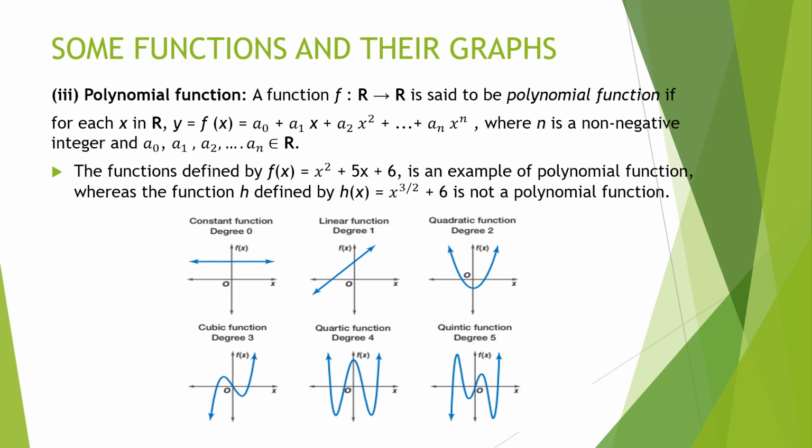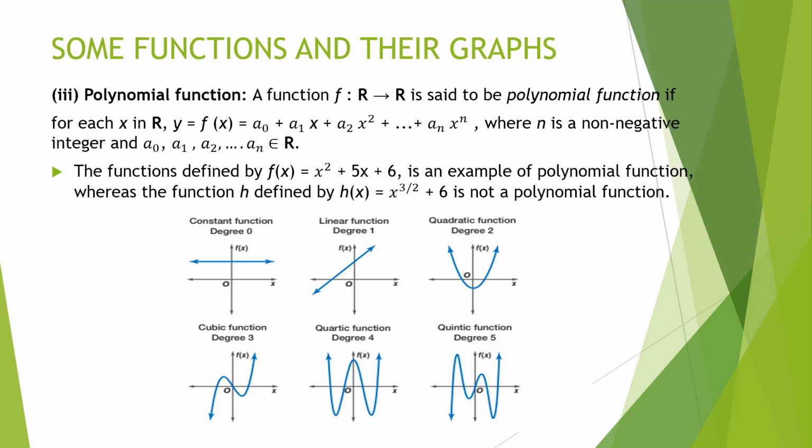For example, suppose I have f(x) = x² + 5x + 6, it is a quadratic polynomial. Now suppose you have a function h defined by h(x) = x^(3/2) + 6. It is not a polynomial function. Why? Because here n is not a non-negative integer. It should be an integer. So it is not a polynomial function.